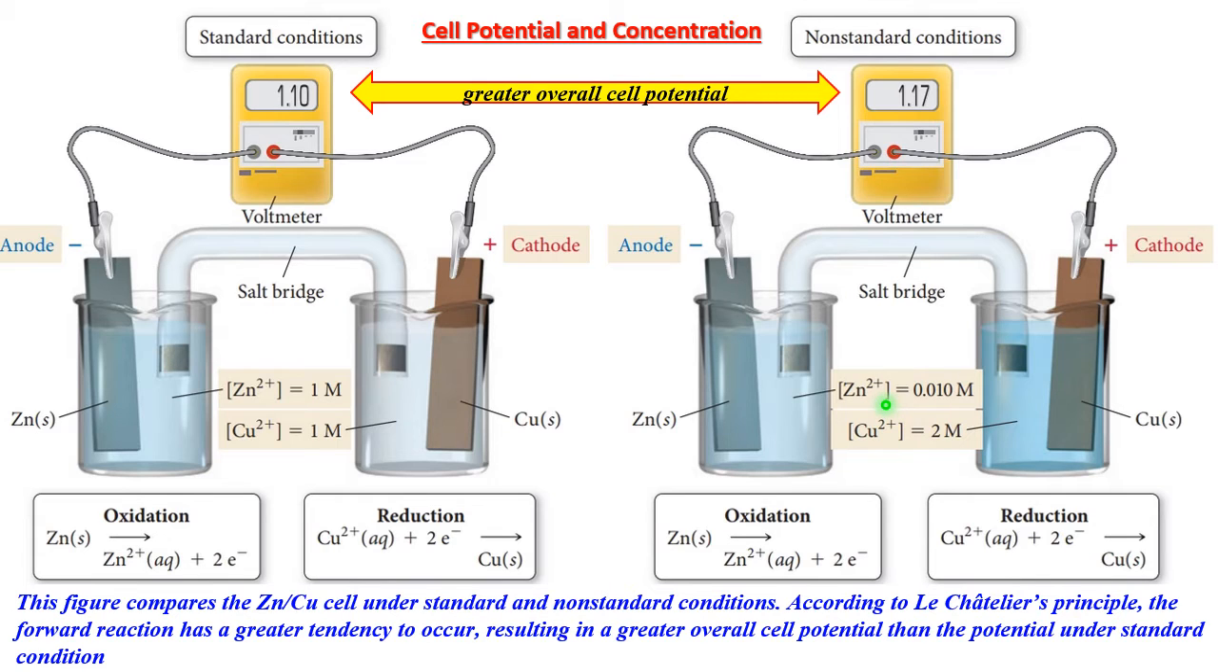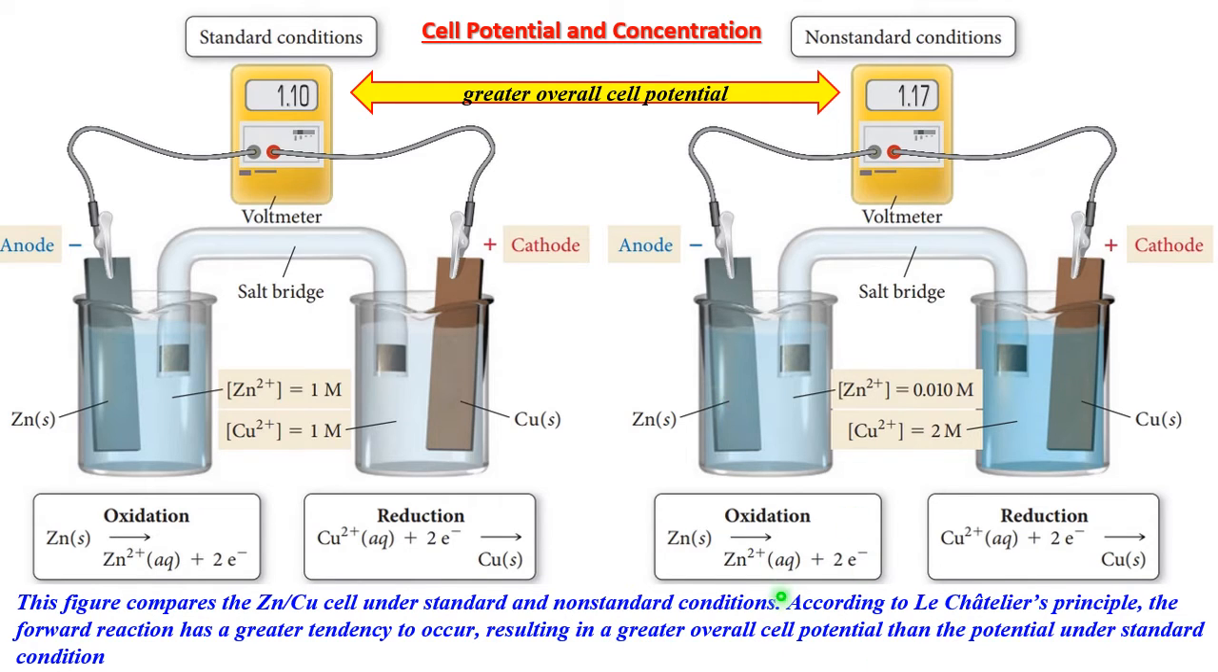So we change the concentration of zinc 2 plus and change the concentration of Cu 2 plus. Now we can compare these two cells. According to the Le Chatelier principle, the forward reaction has a greater tendency to occur, resulting in a greater overall cell potential.